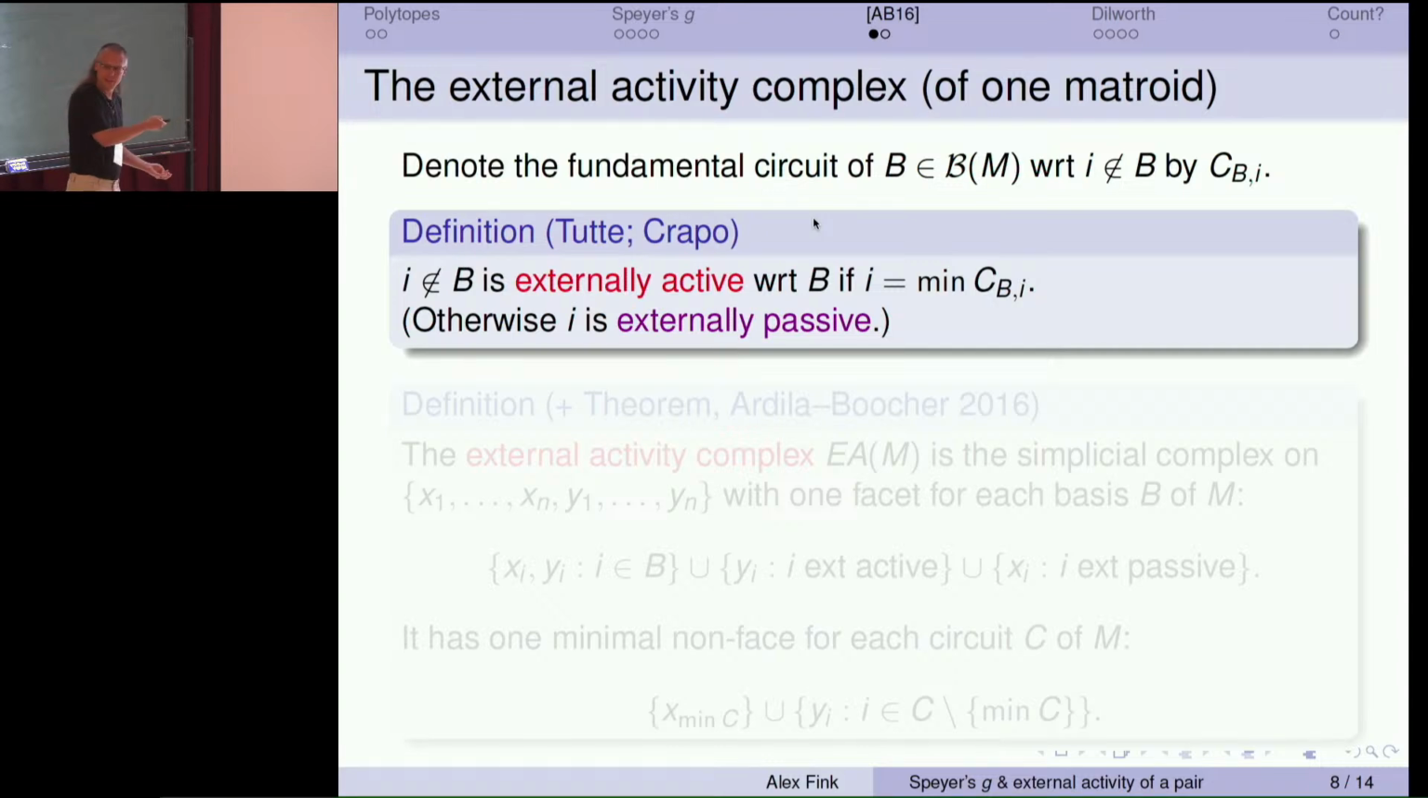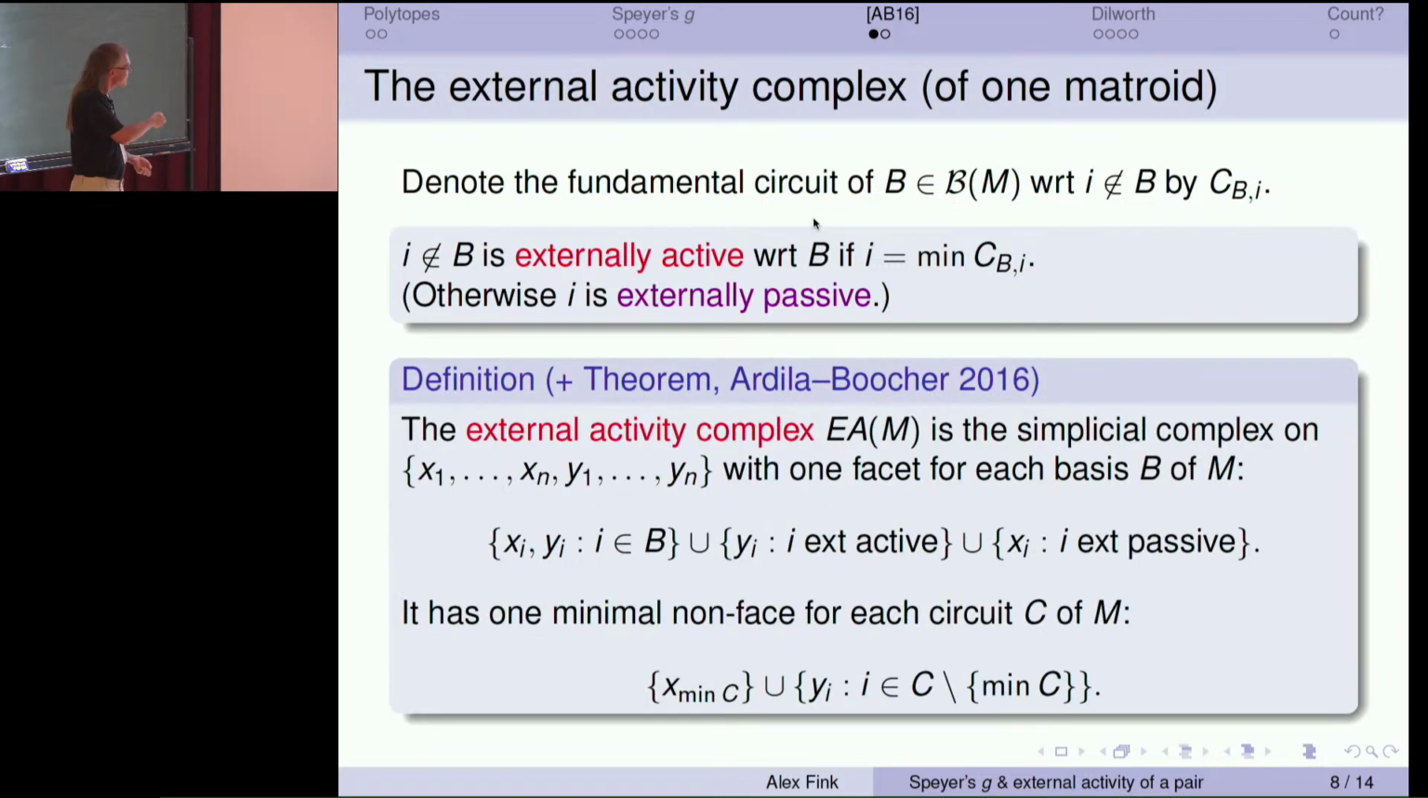And I want you to think of that as, like, I'm going to two-color every circuit, but I'm just doing it so that the minimum element gets one color and all the others get the other color. And that two-coloring is how I'm going to think about external activity. The main combinatorial result of Ardila-Boocher about external activity is then a duality between bases and circuits with this coloring. What kind of duality?